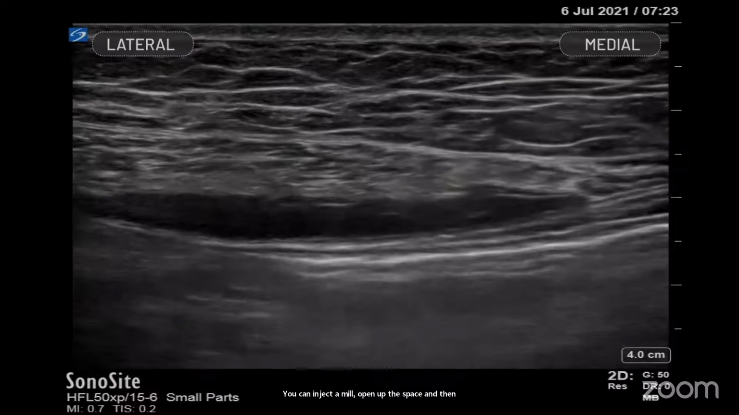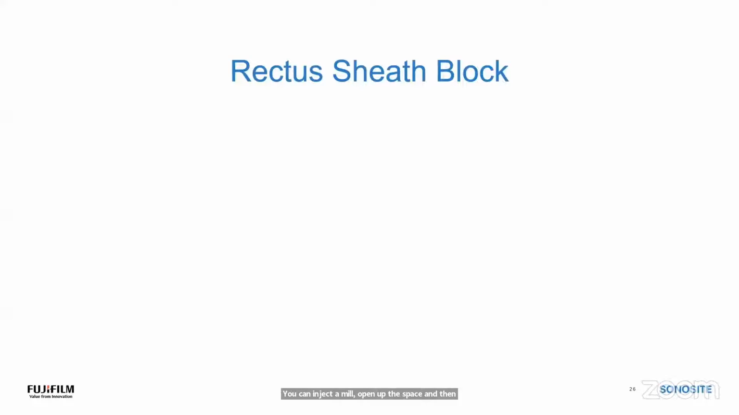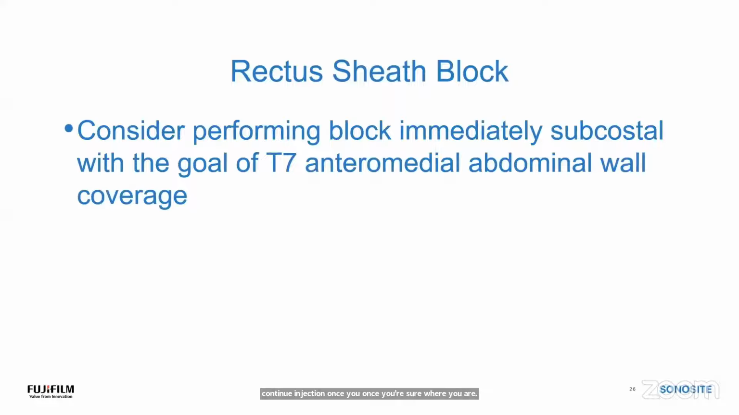So the rectus sheath block, again, immediately subcostal. The goal is to get a little more cephalad coverage than the TAP block, I believe, provides. So T7 is pretty consistent, and it's going to be more anterior medial wall coverage. Again, combined with the TAP block, you're going to get great coverage of the abdominal wall.